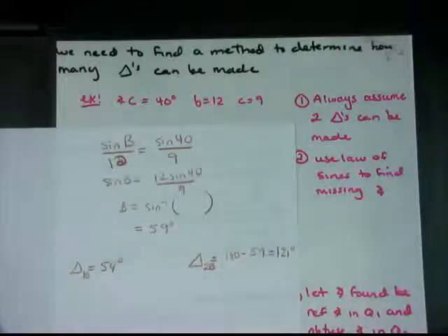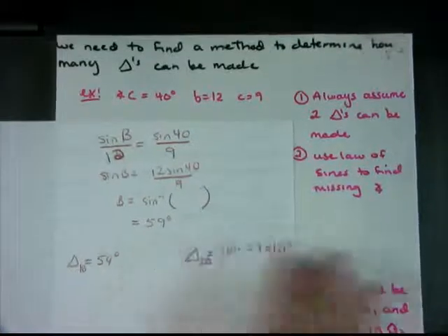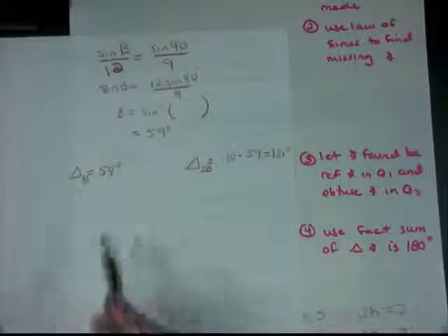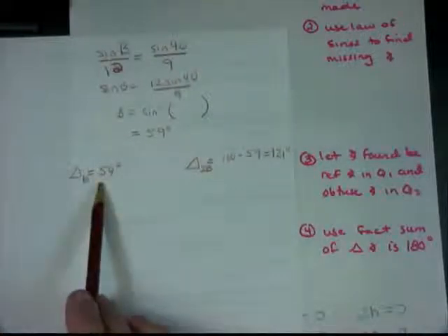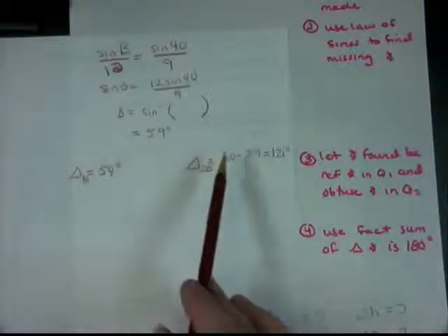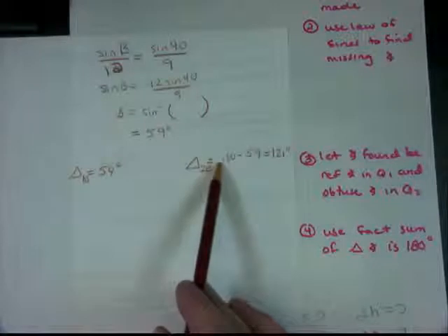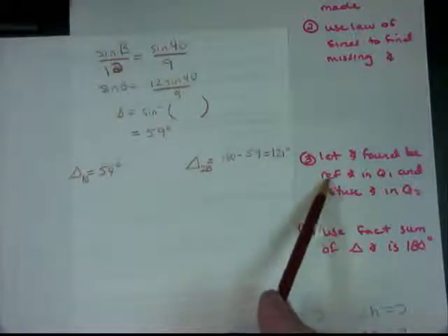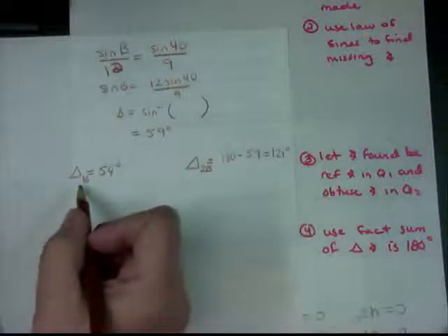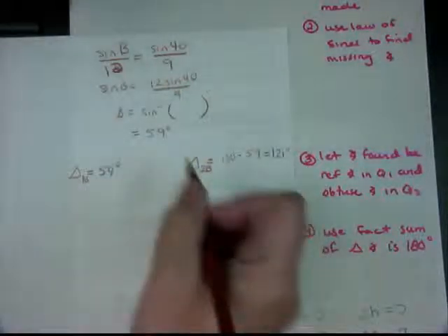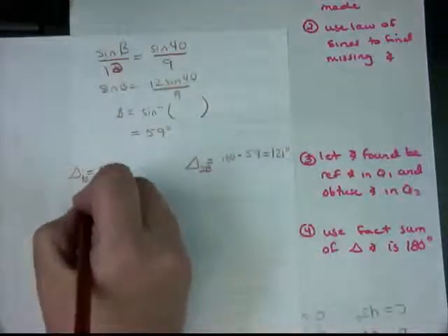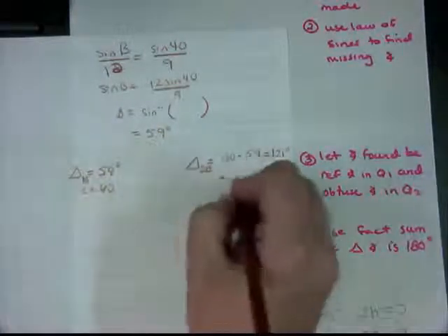And this is always going to be the case. We're always going to let the angle we found be the reference angle in quadrant 1, and subtract it from 180, and that's going to be the obtuse angle in quadrant 2. Now, either triangle, it doesn't matter. We know what angle C was. It was given to us. So angle C was 40.